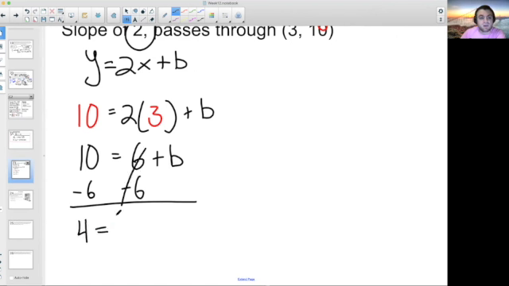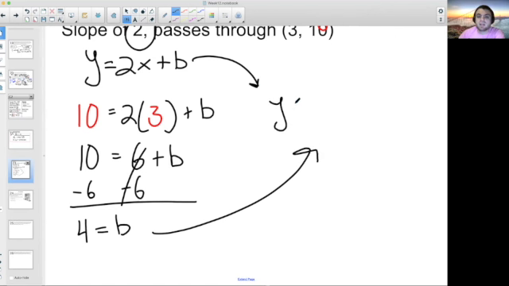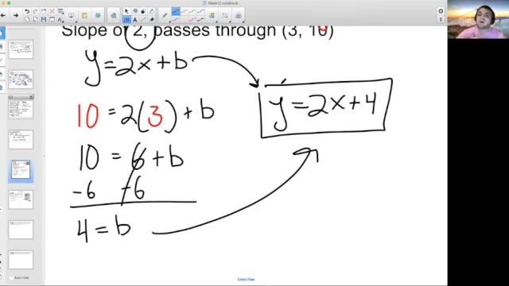Is 4. 4 is equal to b. And now we come over. We have y equals 2x plus 4, right? You're done when you figured out all of the possible values. Okay, so please make sure that you do have these both fully done out on your lesson deliverable.